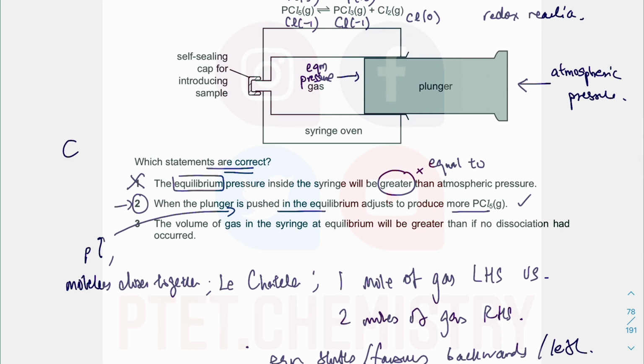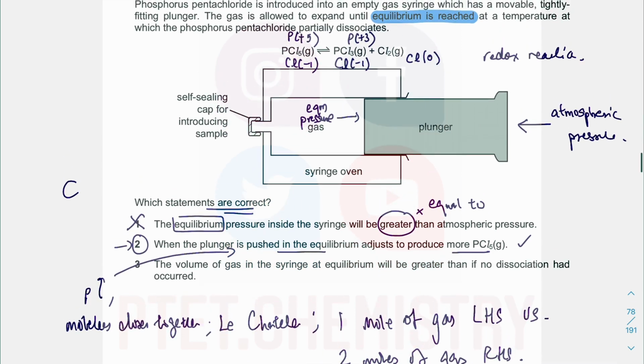And then if we think about 3, the volume of gas in this syringe will be greater than if no dissociation had occurred. I don't want to think too much into it. I've got 2 being correct, I've got 1 being incorrect, so C must be the answer. So I can just move on. But let me think about this.